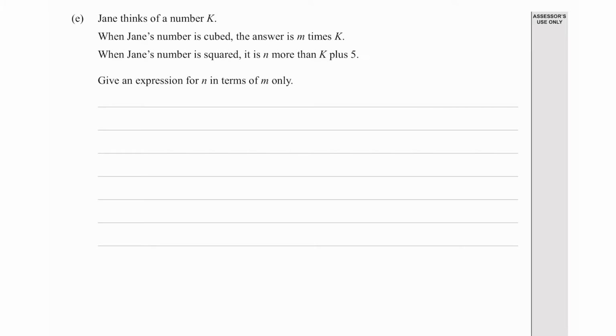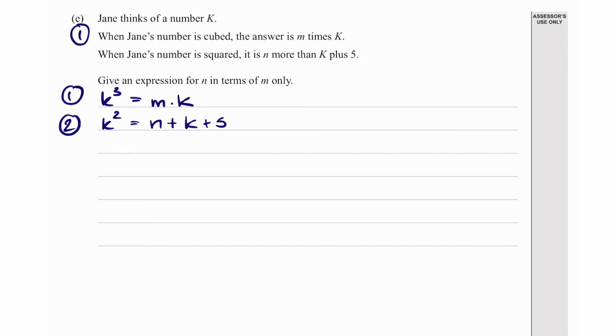So Jane has a number k, so Jane's number is k. We've got an equation here, so when Jane's number is cubed, so k cubed, the answer is equal to m multiplied by k. So this is our first equation. We call this equation 1. Now let's look at equation 2. When Jane's number is squared, so Jane's number is k, remember? So k squared is equal to n more. So n more means n plus k plus 5.